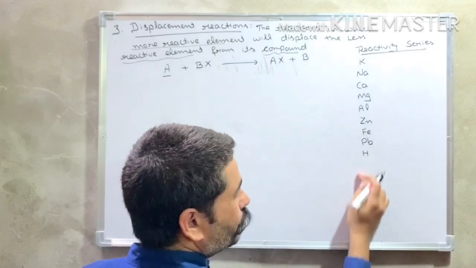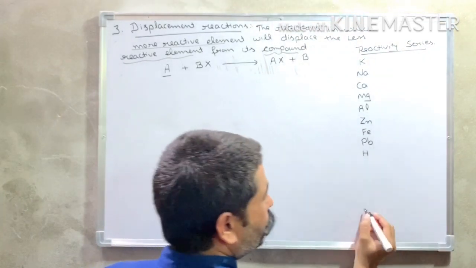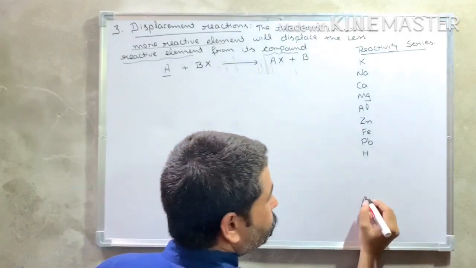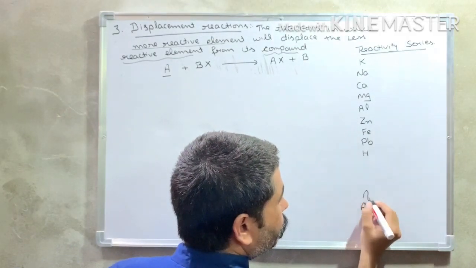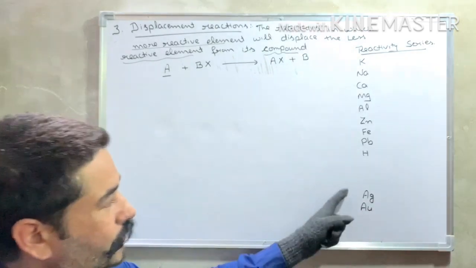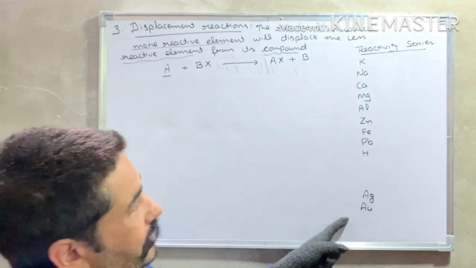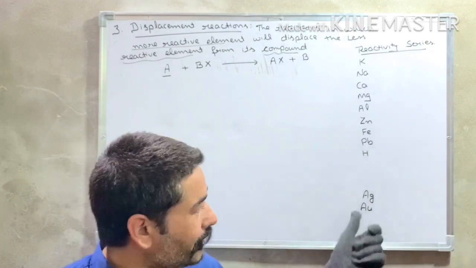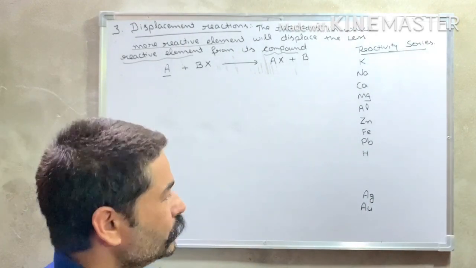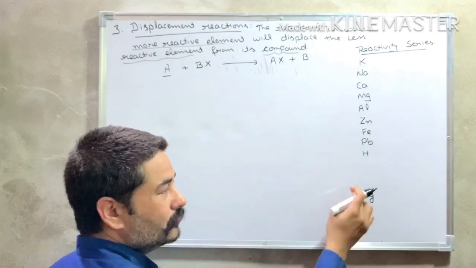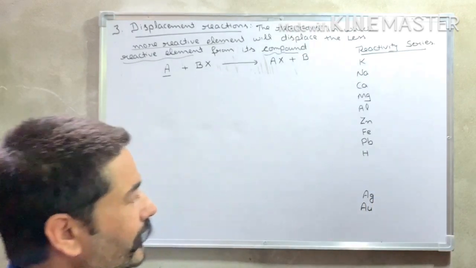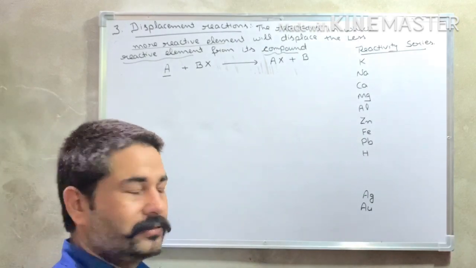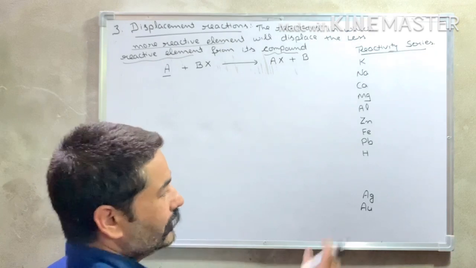After hydrogen, 4 more elements are there. The least active is gold, which you will easily learn, and then silver. How can you remember these two elements which are least in the reactivity series? Because maximum ornaments are made up of gold and silver only. That's why these are least active. Because they are least active, jewelry is made of gold and silver. They do not react with air and hardly react with water.